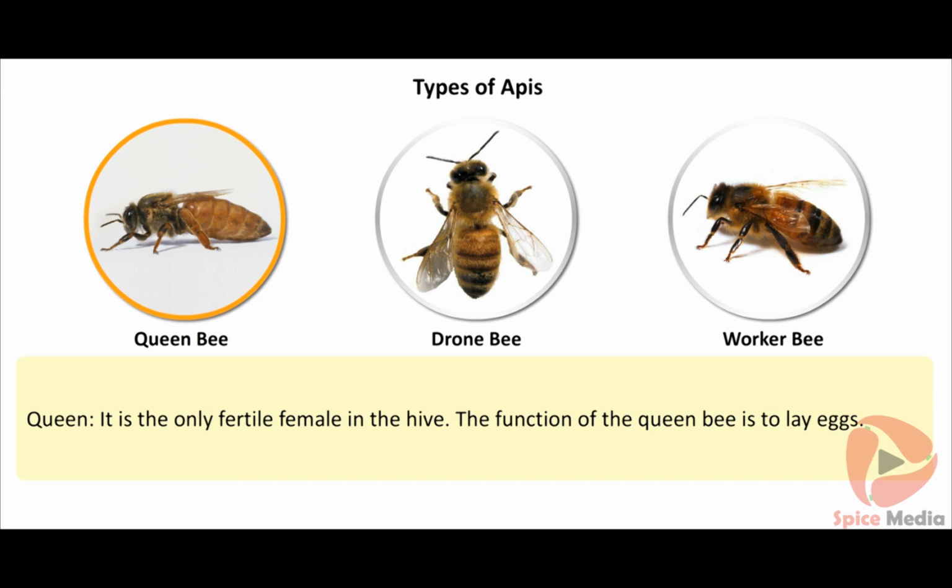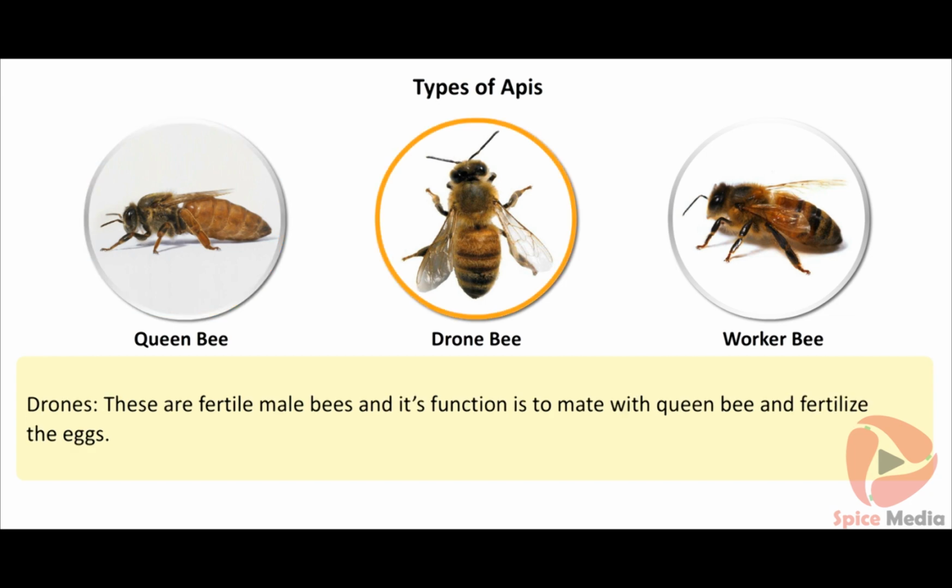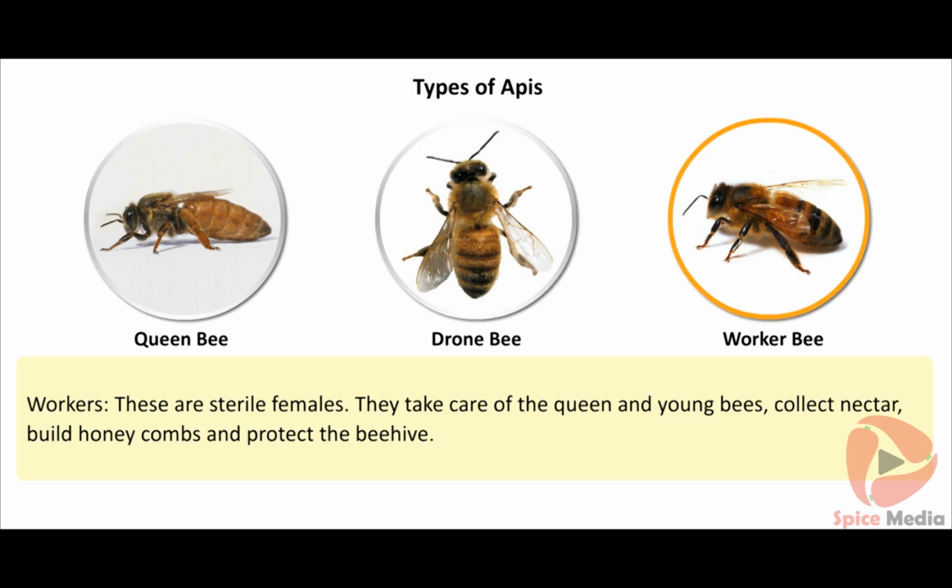Queen. It is the only fertile female in the hive. The function of the queen bee is to lay eggs. Drones. These are fertile male bees and its function is to mate with the queen bee and fertilize the eggs. Workers. These are sterile females. They take care of the queen and young bees, collect nectar, build honeycombs and protect the beehive.